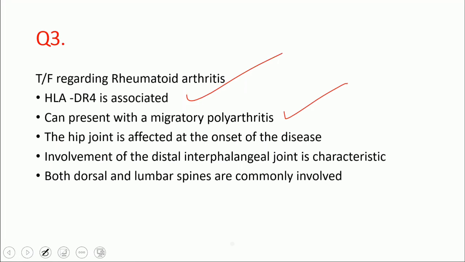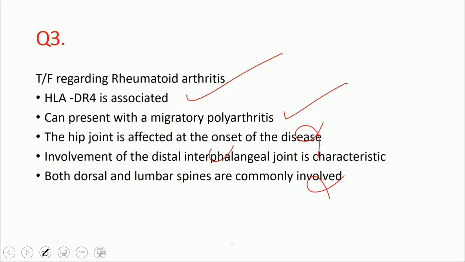Now, as I told you, the main involvement is the small joints of the hand, the proximal interphalangeal and the metacarpophalangeal. Hip joint is almost never affected. Spines are not commonly affected. The possible exception to that is atlantoaxial subluxation that can occur as a complication of rheumatoid arthritis.